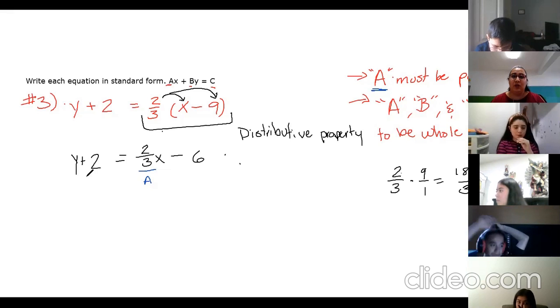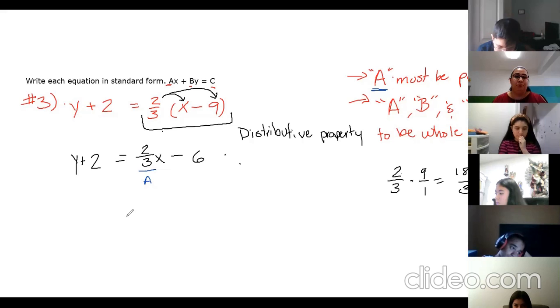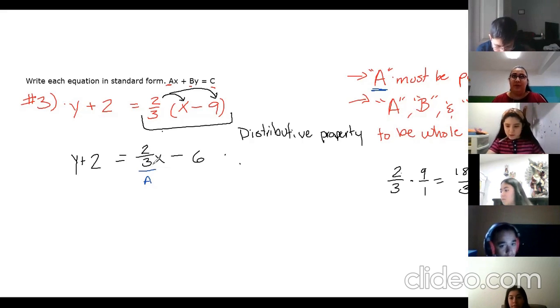So instead of subtracting 2, what can I do, Derek? I want to keep the whole numbers on one side and my coefficients with the variables on the other side. Since A is positive here, I really don't want to move it. But what can I move, Amaris?